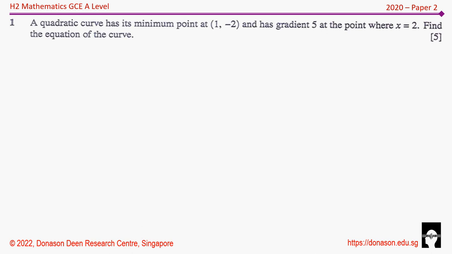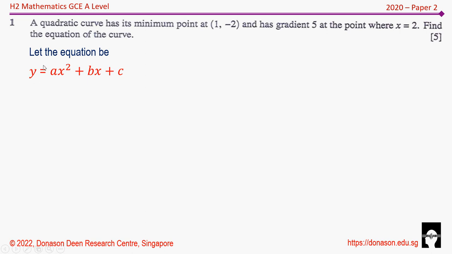A quadratic curve has its minimum point at (1, -2) and has a gradient of 5 at the point where x is equal to 2. Find the equation of the curve. Now a quadratic curve should be of the form ax squared plus bx plus c.